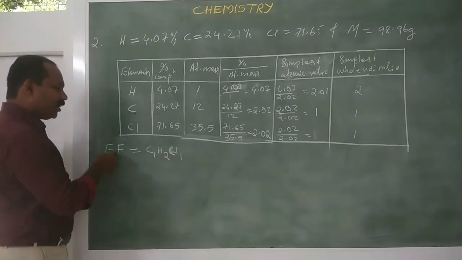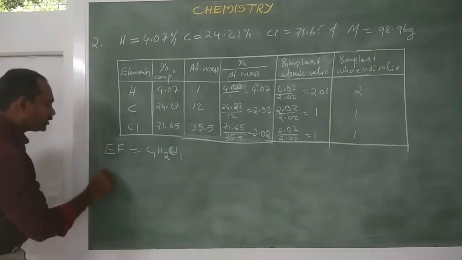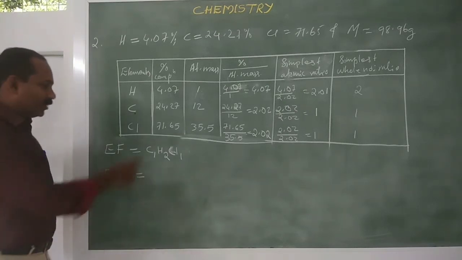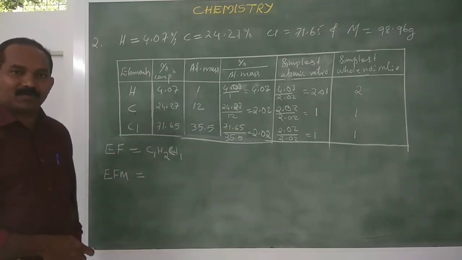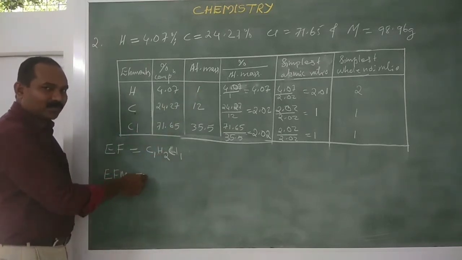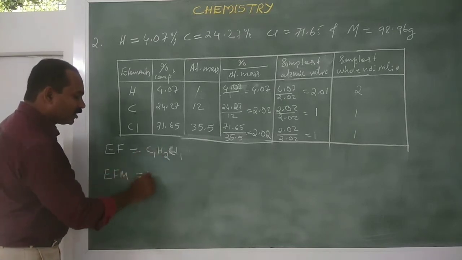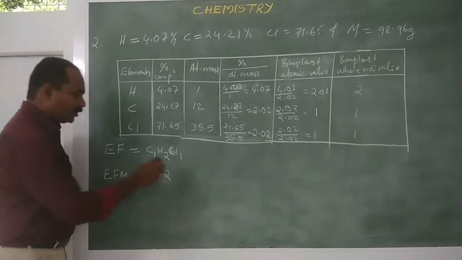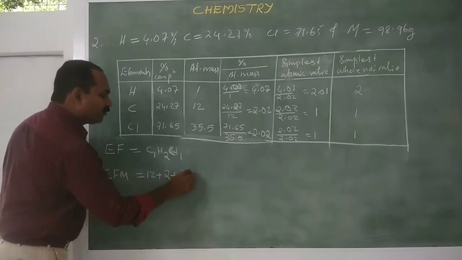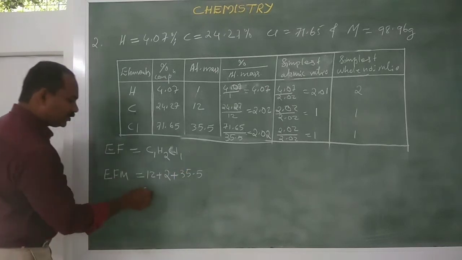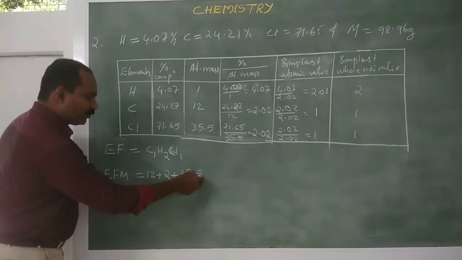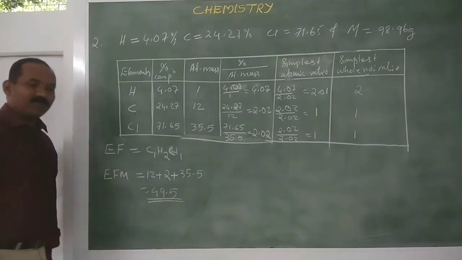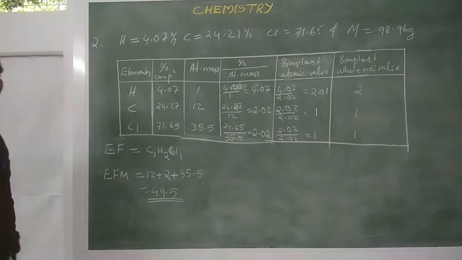This is the empirical formula, obtained from the simplest whole number ratio. From this, we have to calculate the empirical formula mass. Carbon 12, plus 2 hydrogen, so 2 into 1 is 2, plus chlorine 35.5. So 14 plus 35.5 is 49.5. The empirical formula mass is 49.5.